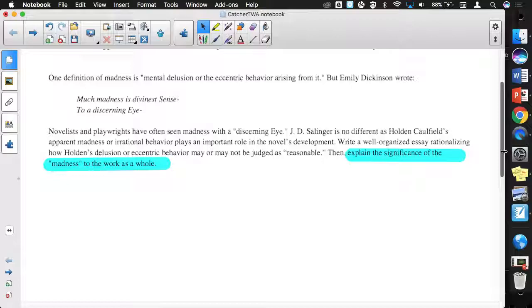So, the wording of it, and then we can go over what some concerns or questions might be about the wording. One definition of madness is mental delusion or the eccentric behavior arising from it, but Emily Dickinson wrote, "Much madness is divine sense to a discerning eye." Novelists and playwrights have often seen madness with a discerning eye. J.D. Salinger is no different, as Holden Caulfield's apparent madness or irrational behavior plays an important role in the novel's development. Write a well-organized essay rationalizing how Holden's delusion or eccentric behavior may or may not be judged as reasonable. Then explain the significance of the madness to the work as a whole.